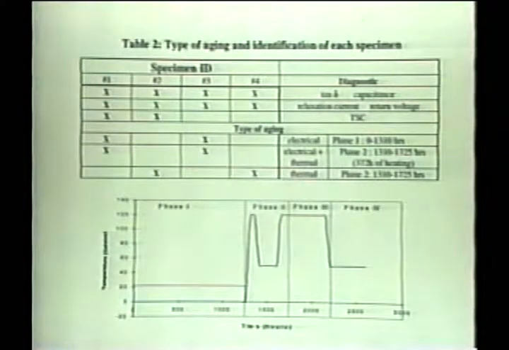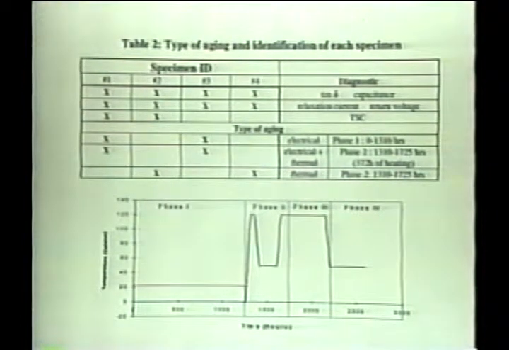As for the type of aging used, we can see that specimen number 1 and 3 were aged under electrical pulses during phase 1, which is from initial time to 1300 hours. This is best described on the bottom curve. You can see that at room temperature, we had an aging process that was only electrical on specimen number 1 and 3, and specimen number 2 and 4 that were used as reference were not aged electrically during that time.